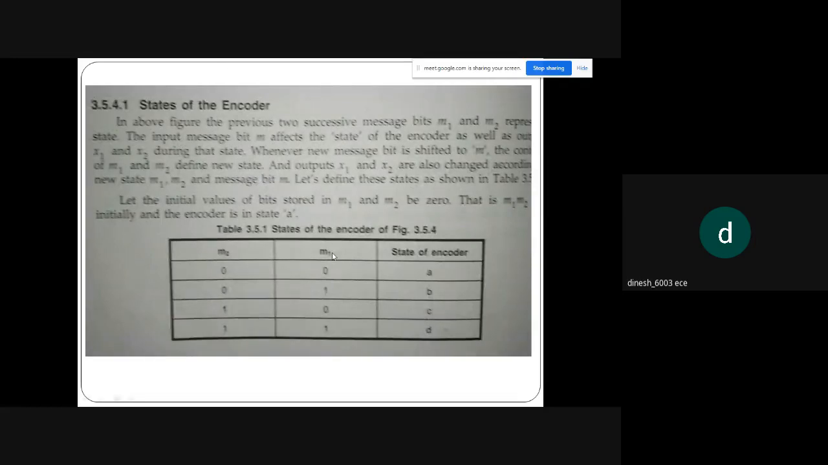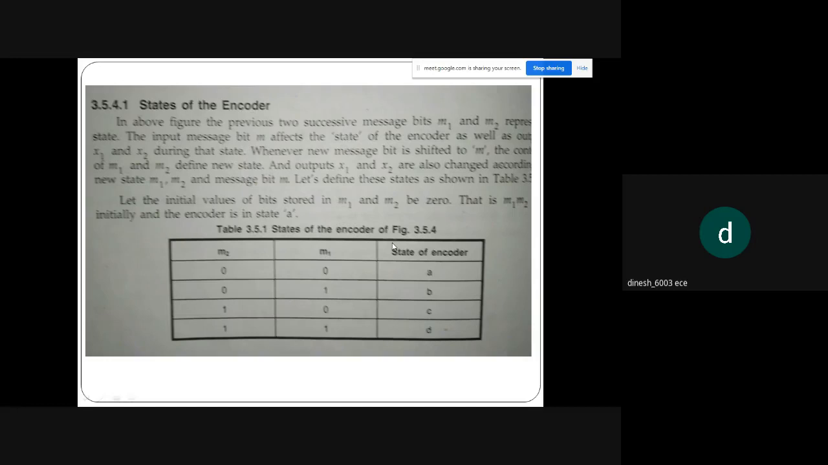Simple logic: M2 and M1 we are writing in a table. We are giving the different input combinations: 00, 01, 10, 11. Keep in mind, the first one is M2, the second one is M1. For 00 we assign a label to the state of the encoder, which is a. For 01 we label it b. Everything is small. For 10 we label it c. For 11 we label it d. This is how to assign states for the encoder.